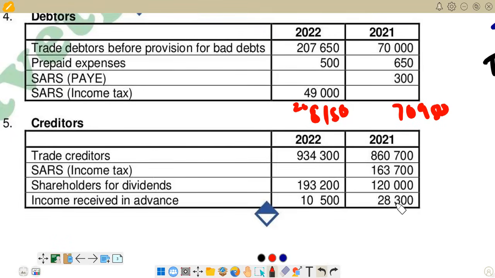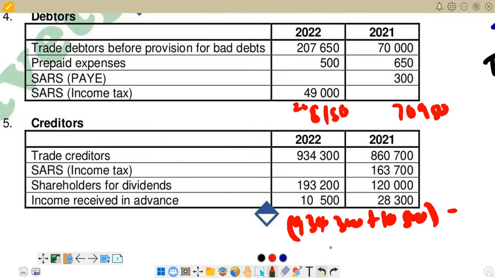That's what we have. And then at the end, we have got 934,300 and then 10,500. So you see that at the end, that's when we have got a bigger figure. So we are going to say 934,300, then we add 10,500. So this is the total at the end.